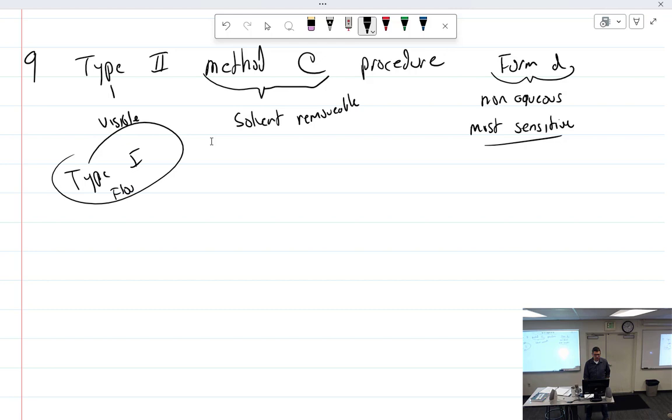But it is still method C, solvent removable, and we can still do the form D, non-aqueous, most sensitive. So we can run through that right there. Okay, so let me see. Skip through that. What can we use it on?